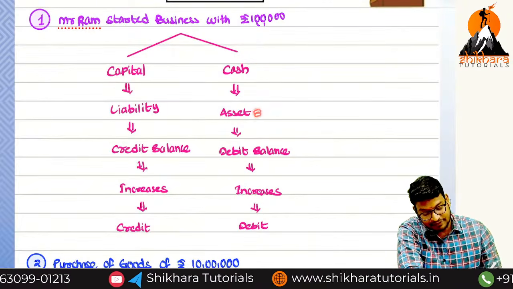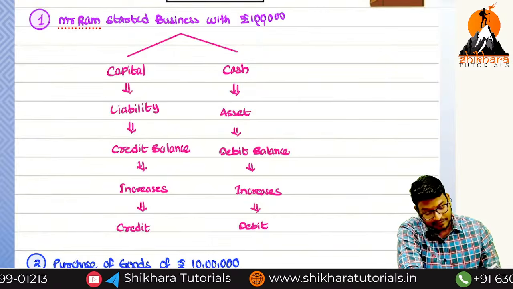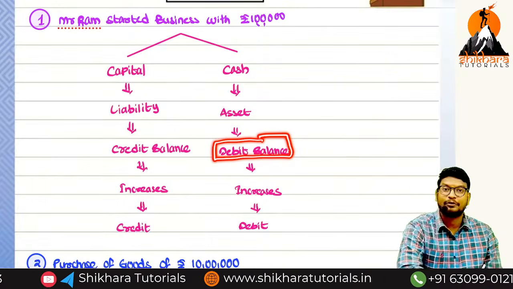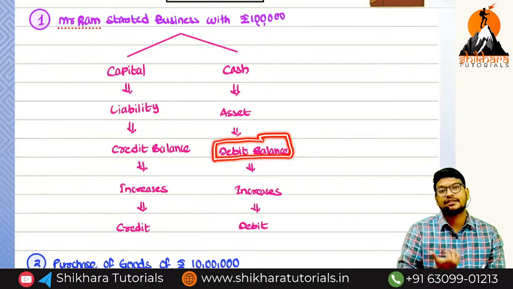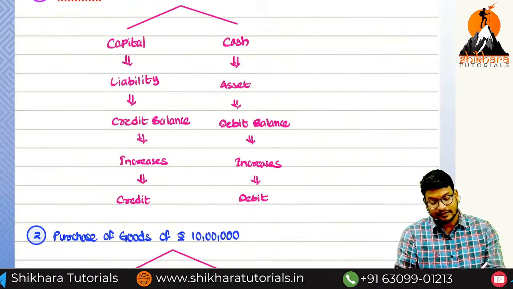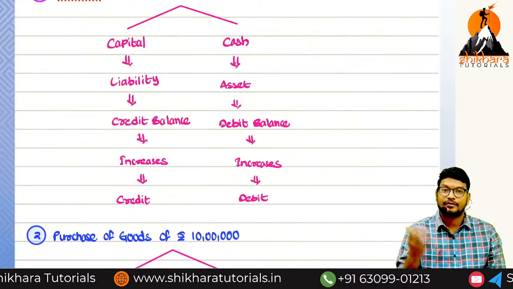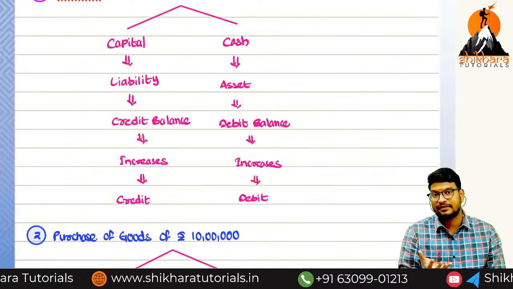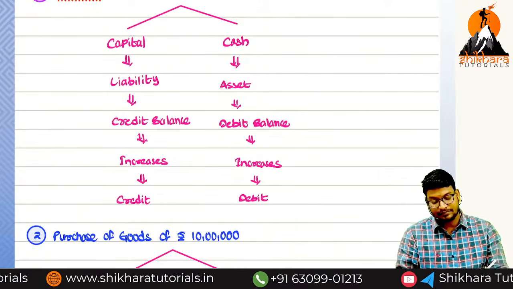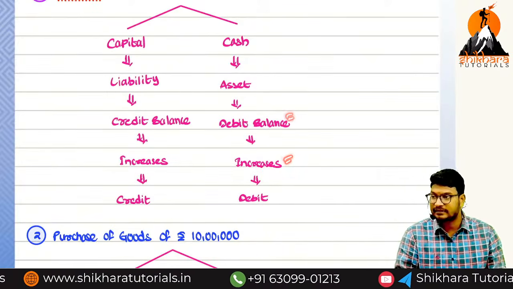When coming to the cash, it is an asset already. So the asset has which balance? Debit balance. Now we have to decide whether it increases or decreases. What I have told you already: if the asset comes in, it is an increase. If the asset goes out, it is a decrease. In this situation, the owner is giving cash to us, coming into the business from outside. So it increases.